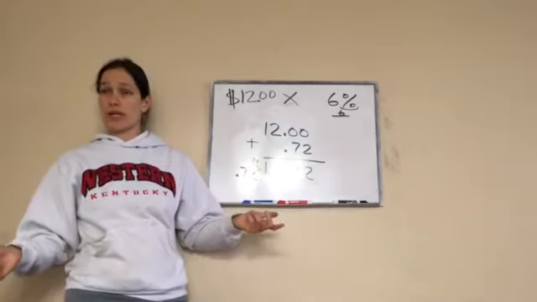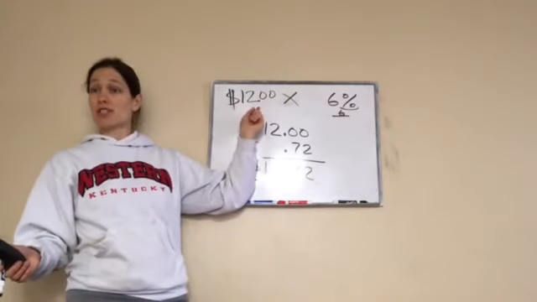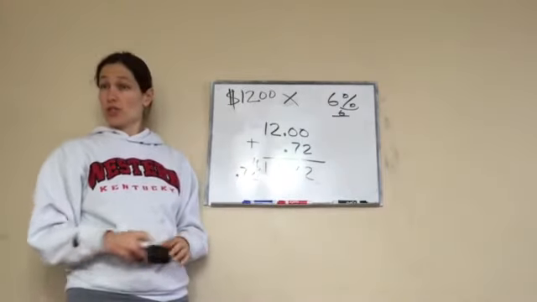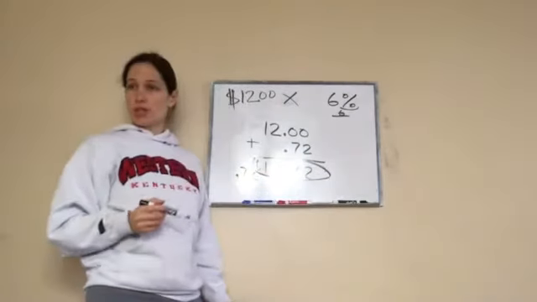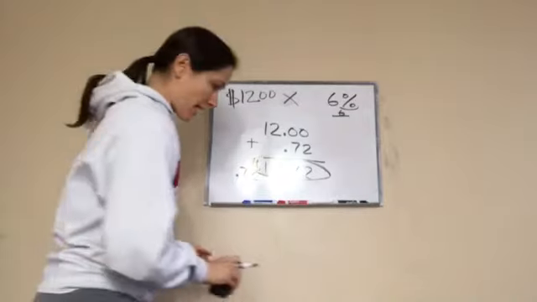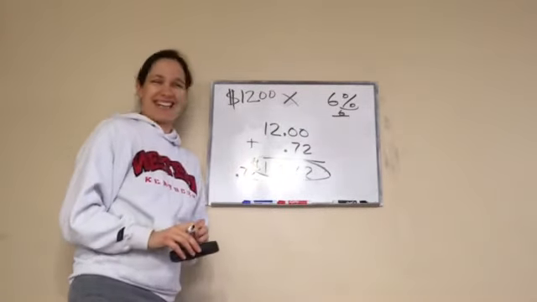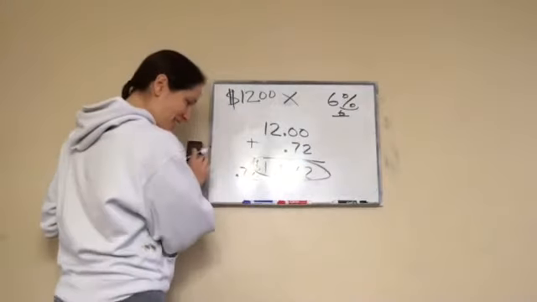How much did Walmart get? 12. How much did the tax people get? 72 cents. So the total, $12.72. Get it? I thought it was a slingshot. What did I say? You said boomerang. Oh, sorry. Slingshot. Okay, so that is lesson 41.